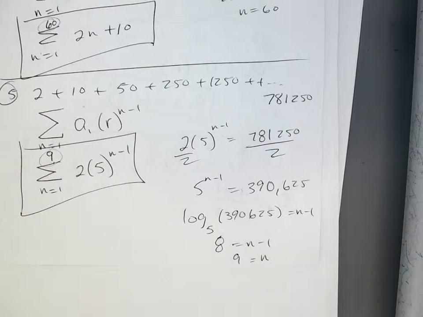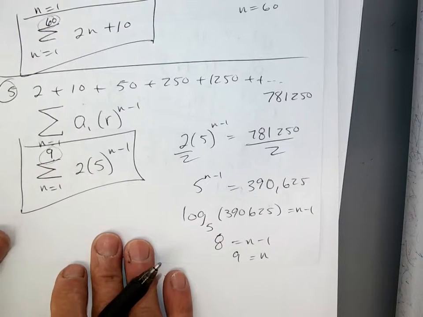Okay, and then 6 is easy. I like 6. You guys don't like 6 a lot. 6 is actually really easy. Dot, dot, dot, dot, dot. So you know the last number. Infinity.